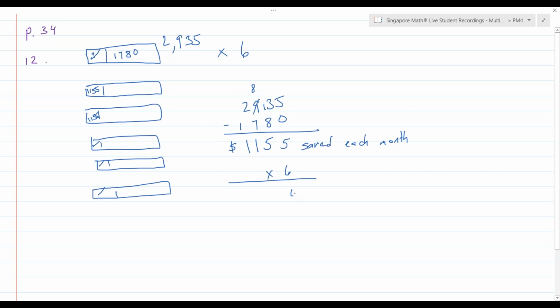So 6 times 5 is 30. 6 times 5 tens is 30 tens plus 3, 33 tens. 6 times 100 is 600 plus 300 is 900. 6 times 1,000 is 6,000. Altogether, he will save $6,930 in 6 months.